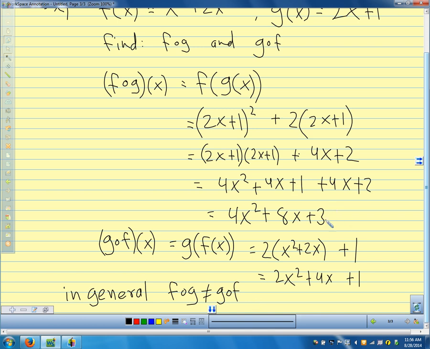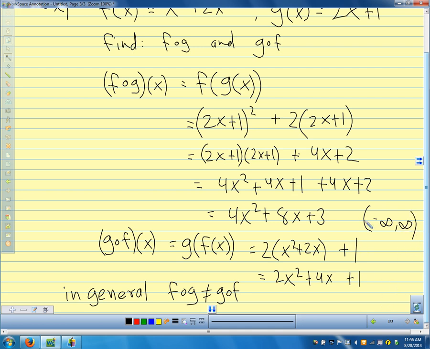Let's think about the domains of these two compositions. What would be the domain of this 4x squared plus 8x plus 3? Any real number. All real numbers. What's another way we can say all real numbers? Negative infinity to positive infinity. We could write our domain with interval notation, like so. That means all real numbers.